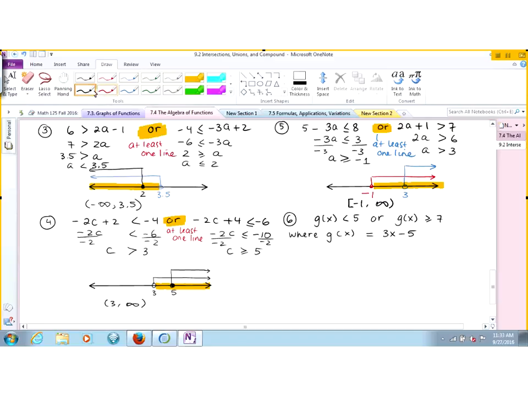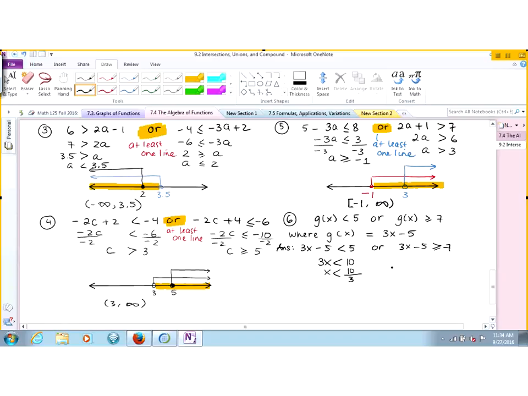This is very simple also. Yeah, that's it. So you're going to write this: 3x minus 5 is less than 5, or 3x minus 5 is greater than or equal to 7. So you substitute for g of x. Do you think you can continue? Yeah, okay. So 3x is less than 10.